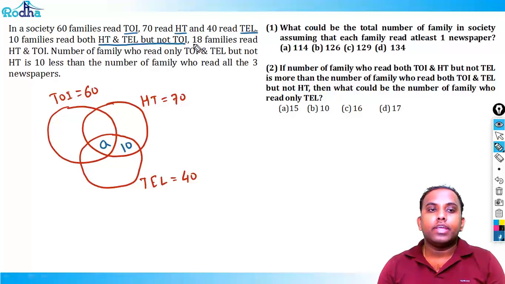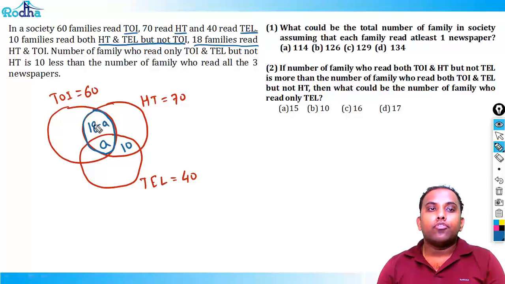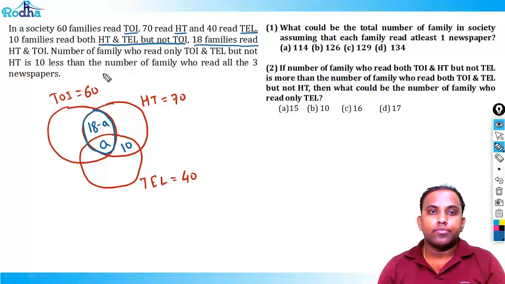18 families read HT and TOI. In this case only is not given, that means the whole HT and TOI region should be 18. But here it is already A, so this should be 18 minus A. Number of families who read only TOI and TEL but not HT, that is this part, is 10 less than the number of families who read all 3. So all 3 is A, and this should be A minus 10. Right.